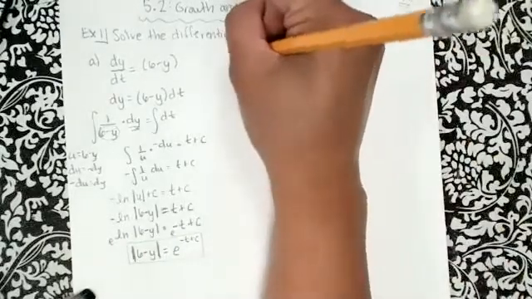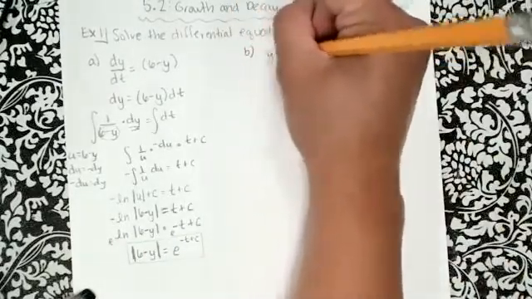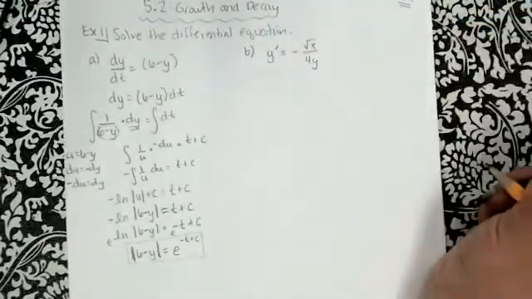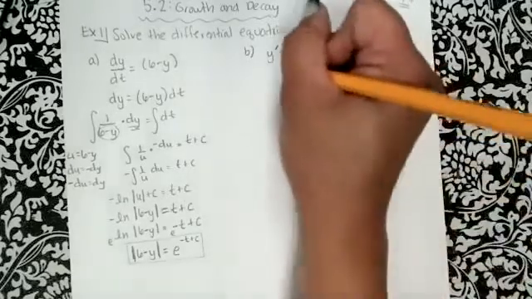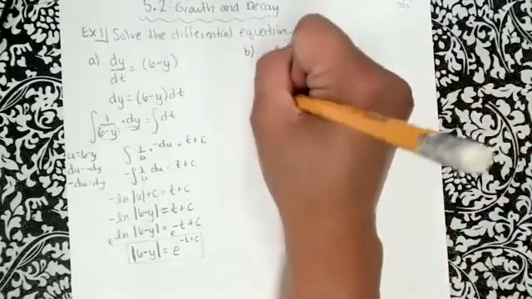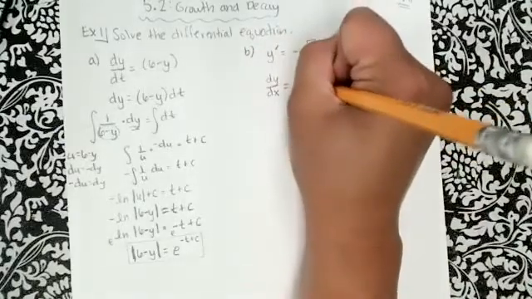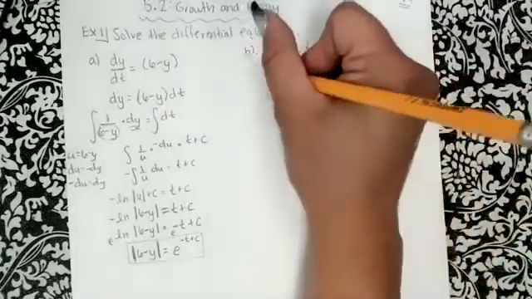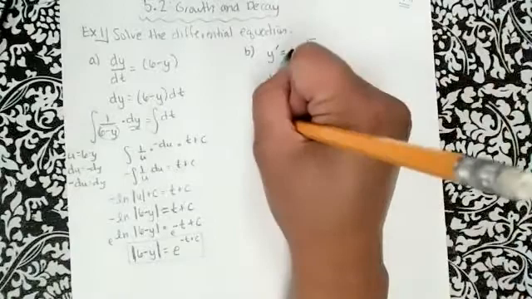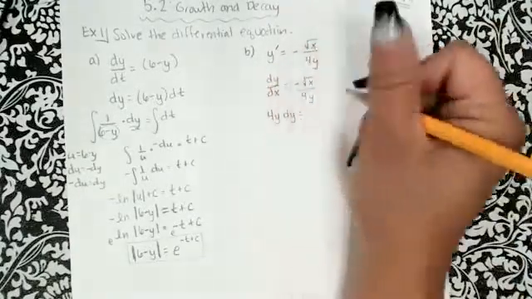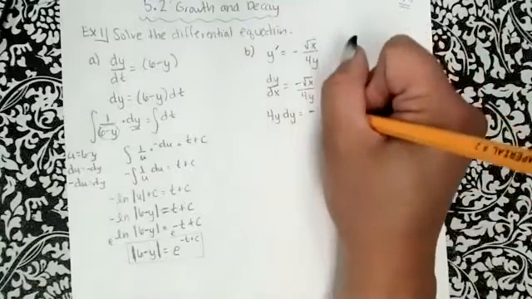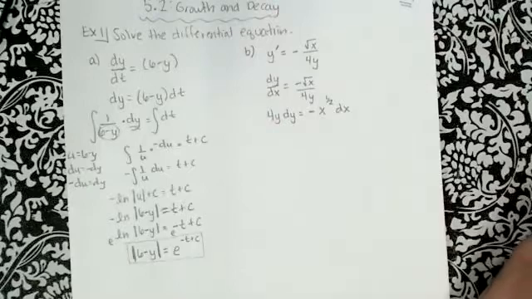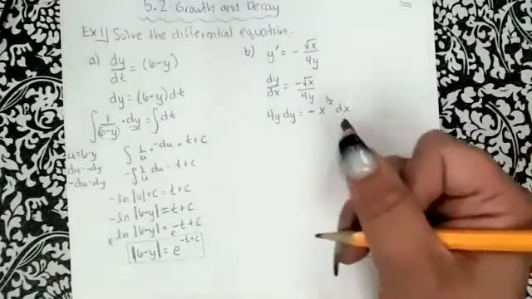Let's try another example. y prime equals negative square root of x divided by 4y. Now, keep in mind, y prime is dy over dx. I'm going to throw the negative on the top. I'm now going to cross multiply. So 4y times dy equals, this is going to be a negative, I'm going to write that as x to the 1/2 power dx. This will work out nicely because the y and the dy are together and the x and dx are together.